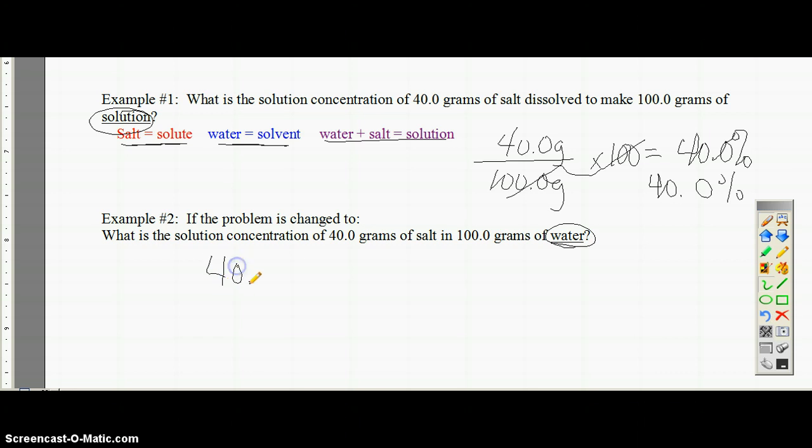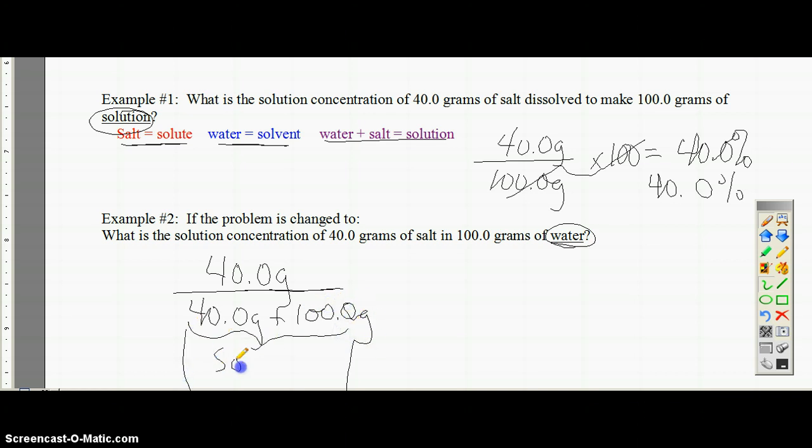So we'll have 40.0 grams on the top. And on the bottom, we're going to have 40.0 grams plus 100 grams, because those two things together are what make a solution. So individually, neither one of them is the solution, but combined, they make the solution times 100. Now, this one you're probably going to want to put into a calculator. So again, if you need to get a calculator, pause the screen and get one of those. When you enter this into your calculator, you need to be really careful that you do it correctly.